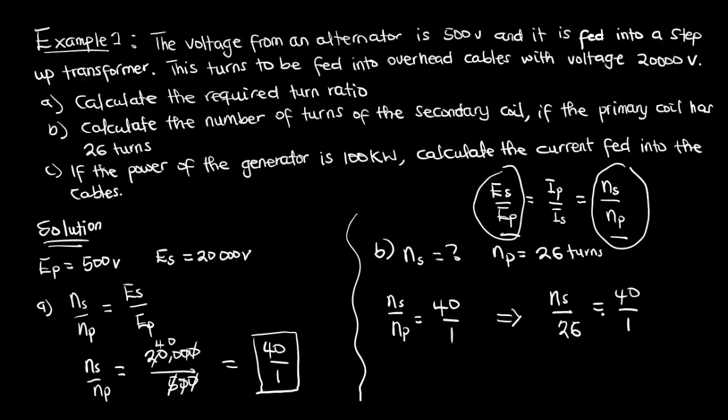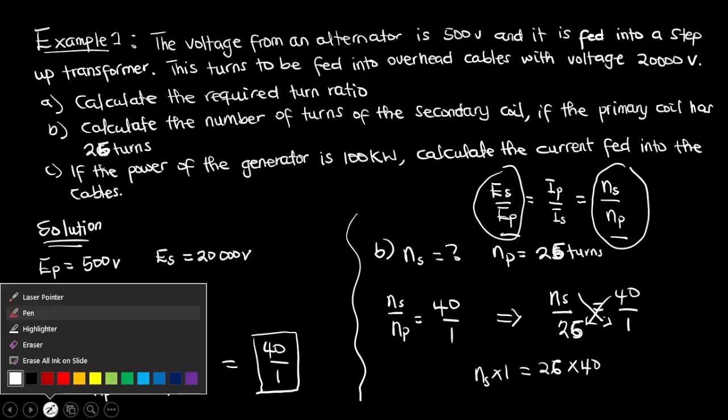So from here we cross multiply. So I have NS multiplied by 1 is equal to 26 multiplied by 40. Are we okay? So from there, sorry, this is supposed to be 25 tenths. Okay, it's supposed to be 25 tenths. So we are dealing with 25 tenths, 25 over here. So this is also 25.